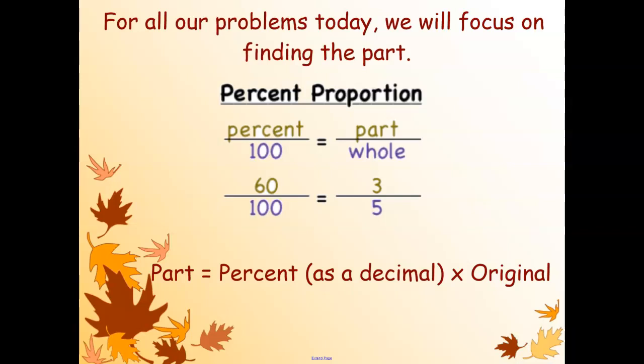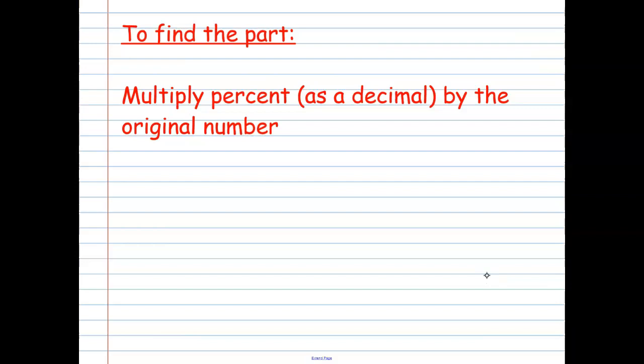For every single problem that we do today, we're going to focus on finding the part. Just the part. And how we're going to find the part is we're going to take the percent as a decimal, because you can't multiply by a percent, and we're going to multiply it by the original amount. And then go ahead and copy that down.